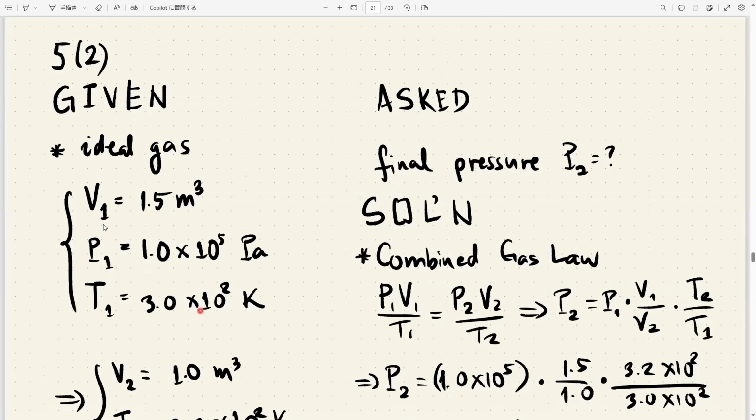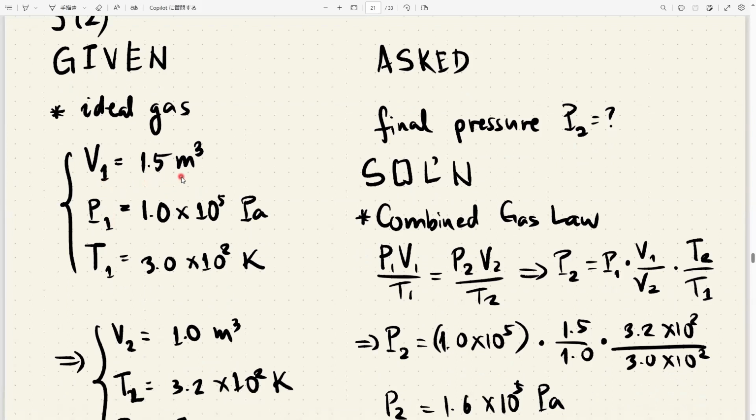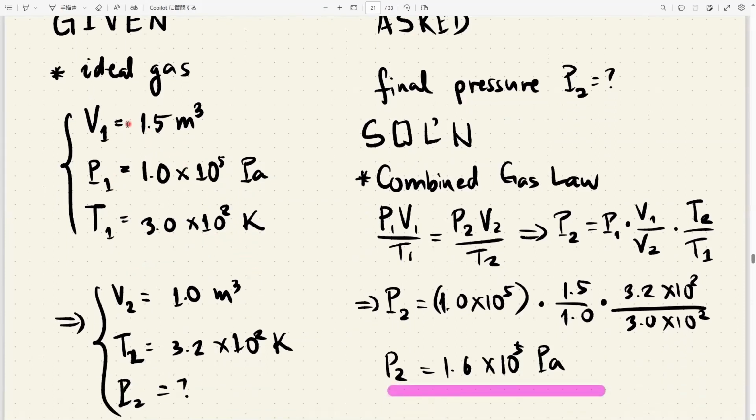So there is an ideal gas with a volume of 1.5 cubic meters and a pressure of 1 times 10 to the 5th pascals. The temperature of this gas is 3 times 10 squared Kelvin. Now, this gas is compressed from 1.5 to 1.0 cubic meters, and at the same time, it is heated from 300 Kelvin to 320 Kelvin. The question is, what is the new pressure of the gas after we do the compression and the heating?